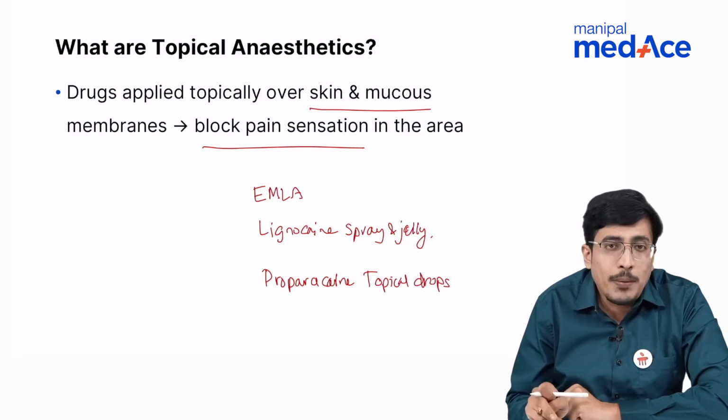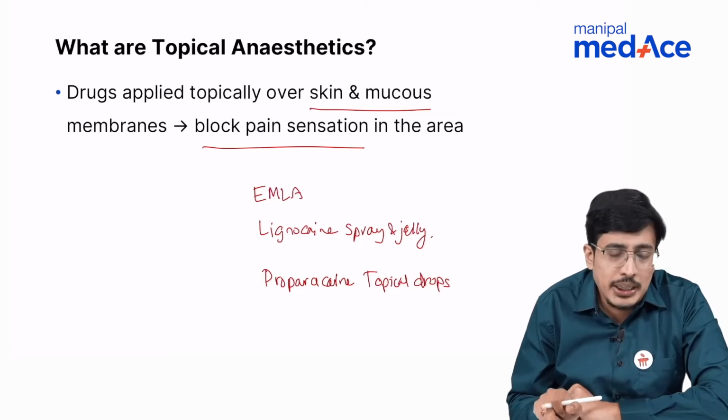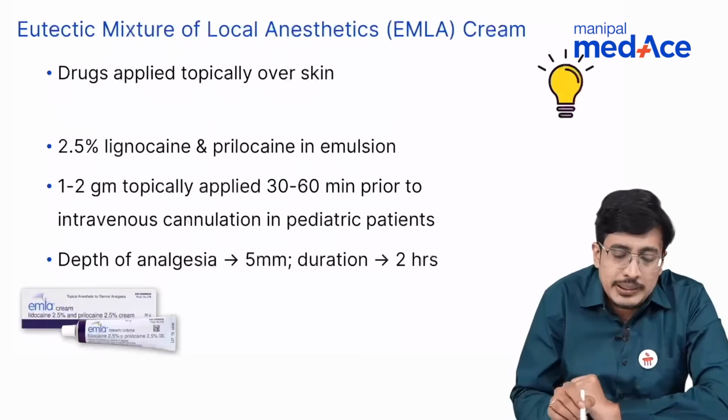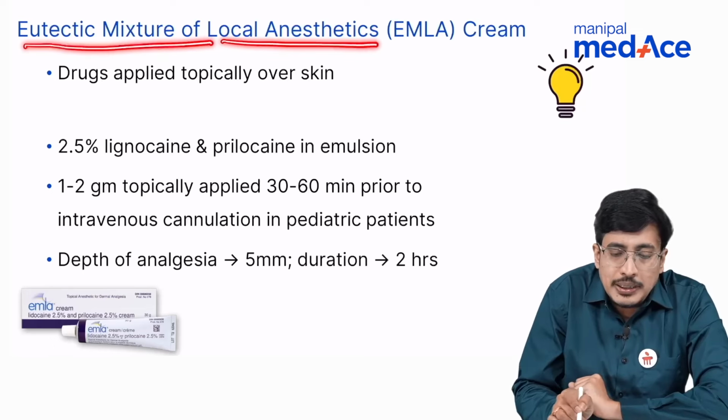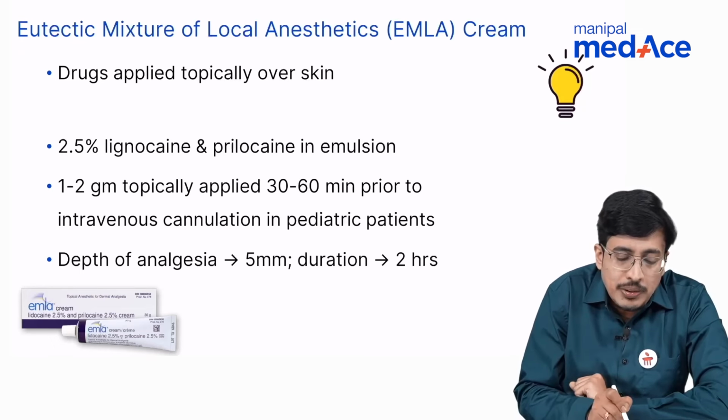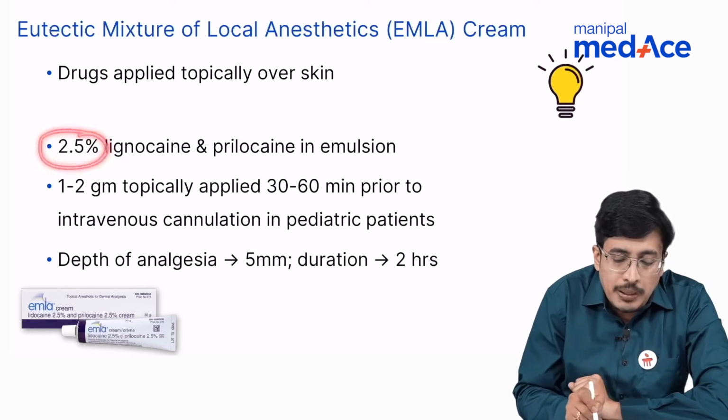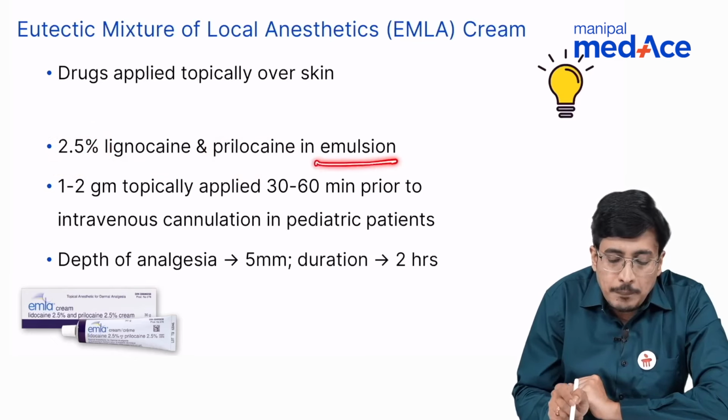We will learn few important points about these drugs individually. First among these is EMLA. EMLA is eutectic mixture of local anesthetic agents. It is a mixture of 2.5% lignocaine and 2.5% prilocaine in emulsion.